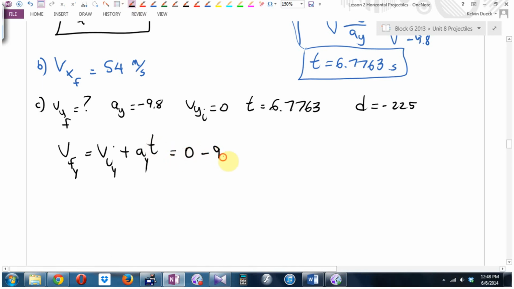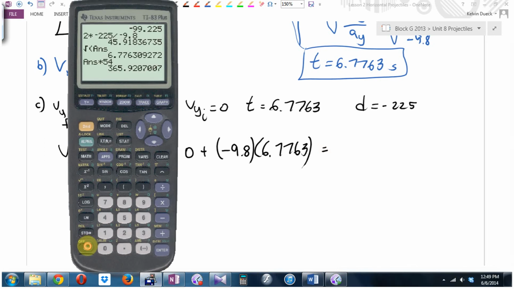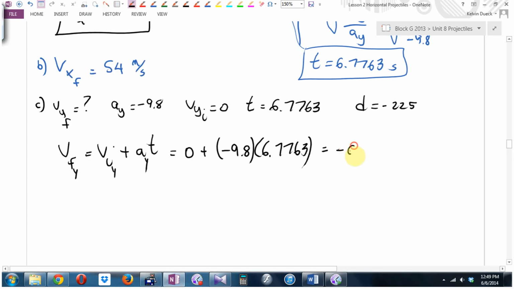0 minus 9.8. Sorry. Try that again. 0 plus negative 9.8 times 6.7763. I had already turned the plus negative into a minus, but I thought I might lose you guys there. So, negative 9.8 times 6.7763. We're going to hit the ground at, vertically, negative 66.4 meters per second. There's C.